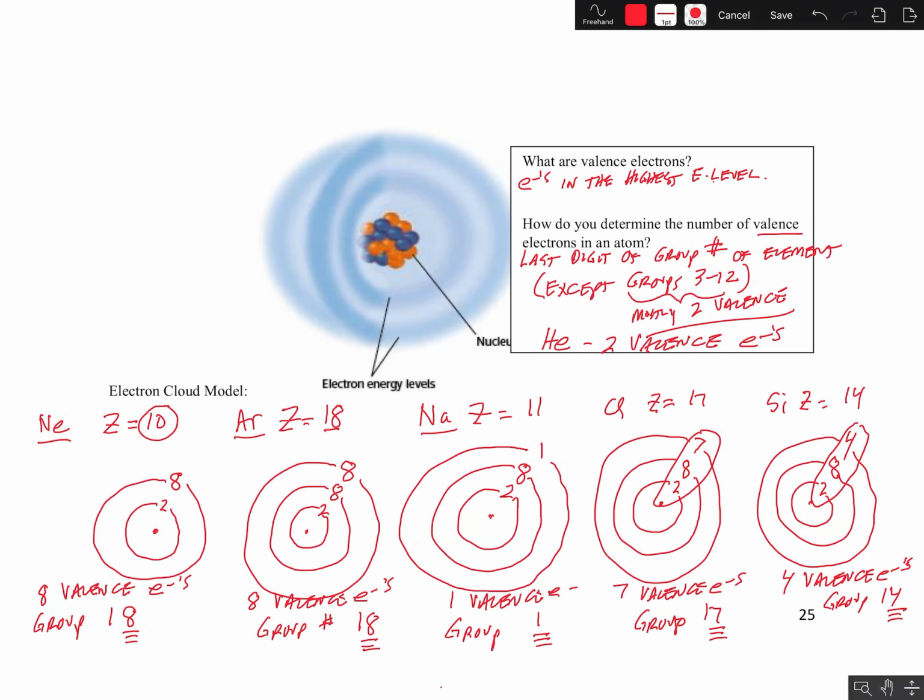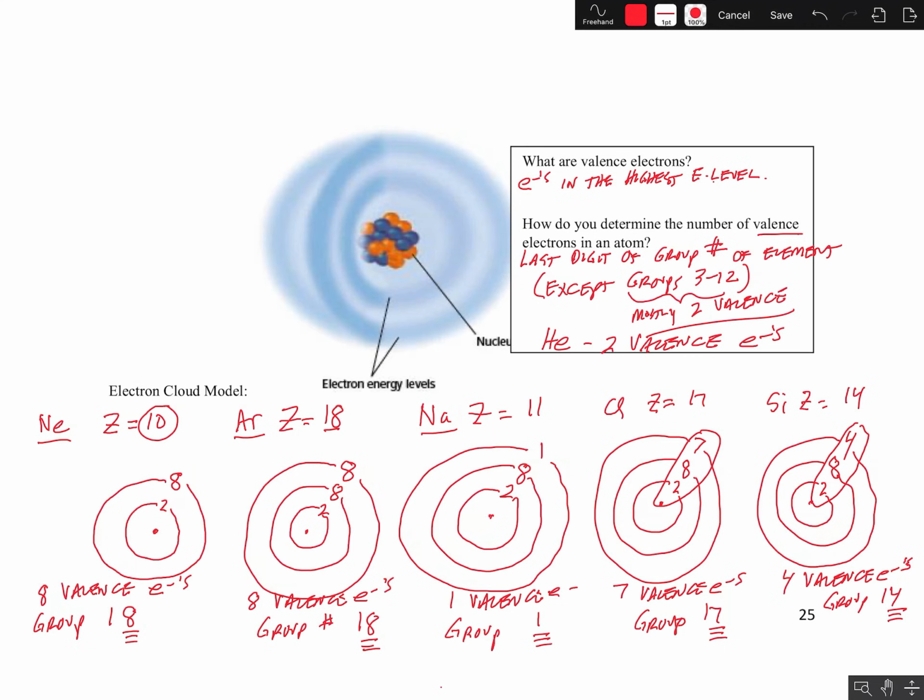14. So we can find the group number, or the number of valence electrons, by using the Bohr model and his 2n squared rule, and knowing that energy levels become stable with 8 valence electrons. Or we can look at the last digit of the group number.